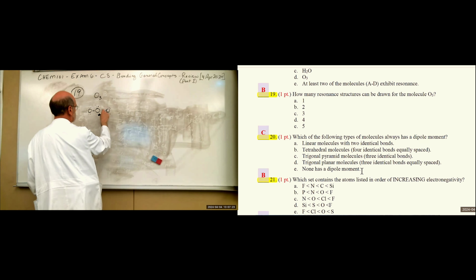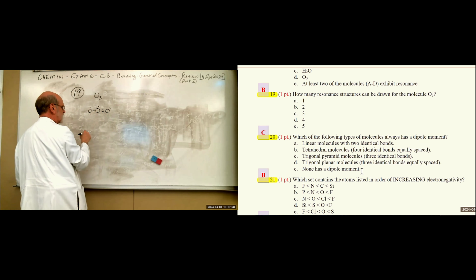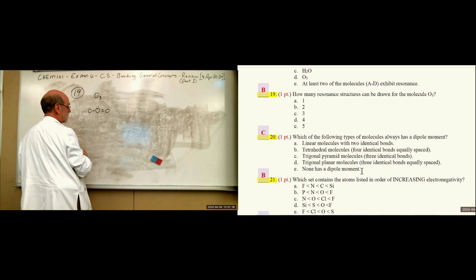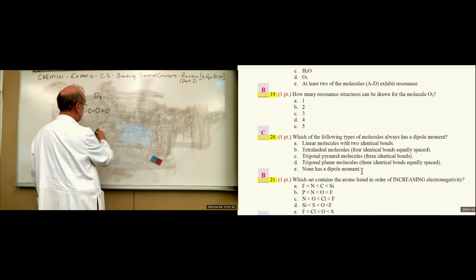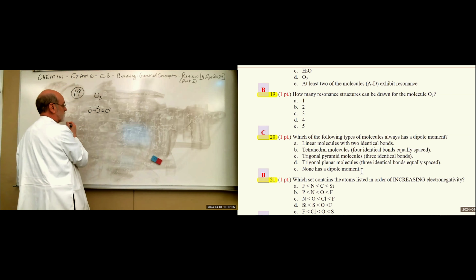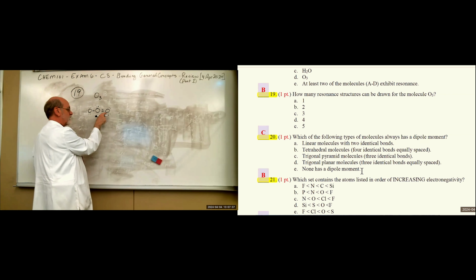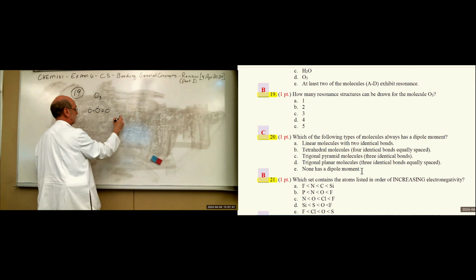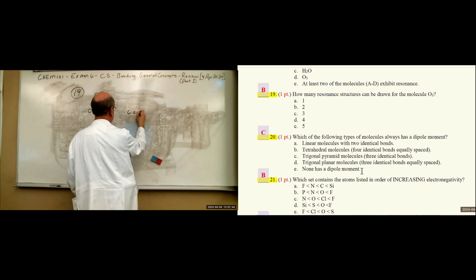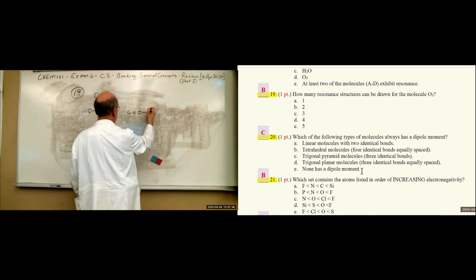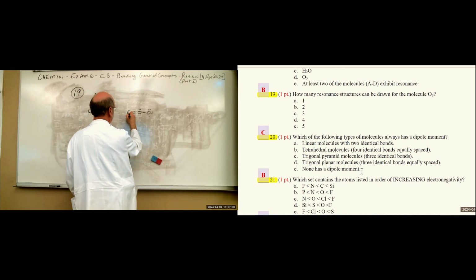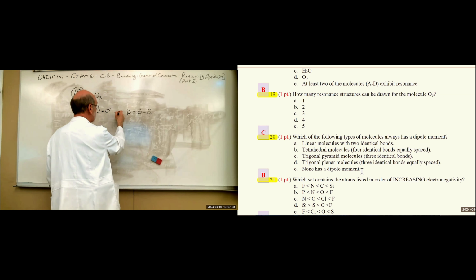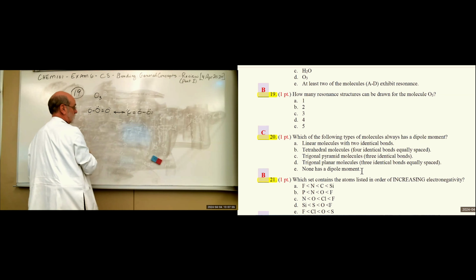That's 2, 4, 6, 8, 10, 12, 14, 16, 18. 3 times 6 is 18. So I got all my electrons in there. So how many resonance structures can we draw from this? Well, we formed one structure by moving a pair over here into that bond. Well, we could do it from the other side instead. Now we have like that, that. So only 2 resonance structures can be drawn for ozone.